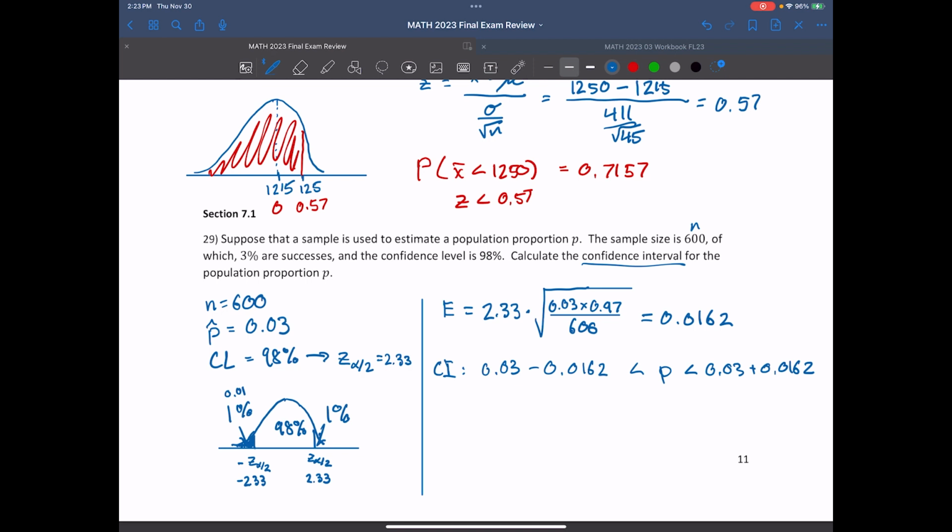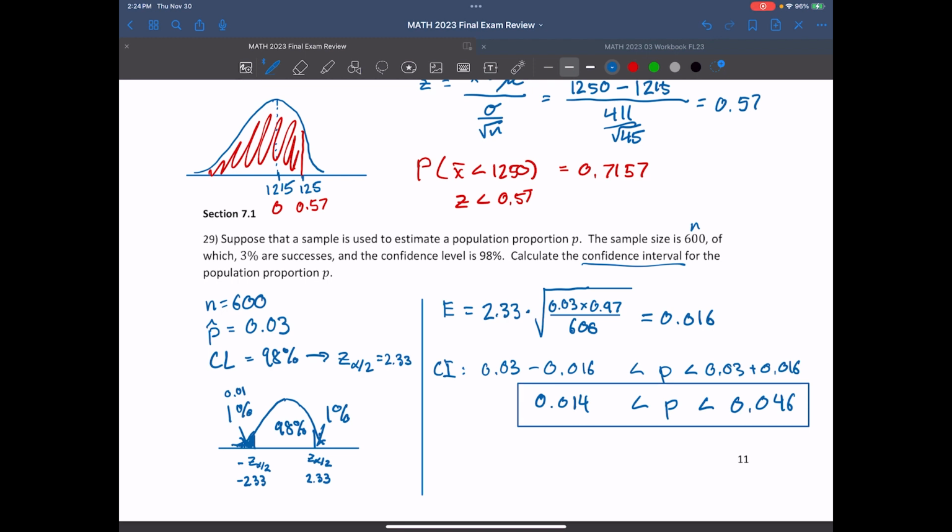Oh, the answer key did it to 3 decimal places. So this works out to 0.014 is less than p, is less than 0.046. Again, this is maybe the hardest concept from the semester, so spend some time with it to make sure you're comfortable with confidence intervals.